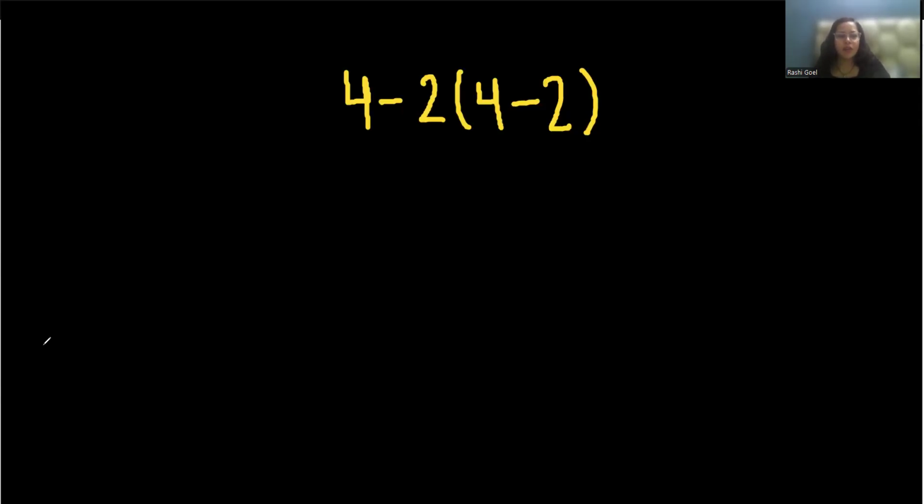Hello everyone, we have been given the expression 4 minus 2 (4 minus 2). So let's start with today's video solution. 4 minus 2 (4 minus 2). 4 minus 2 is 2, and in the bracket 4 minus 2 is 2, and 2 times 2 is 4. So people solved it like this and reached their answer 4, which is wrong.